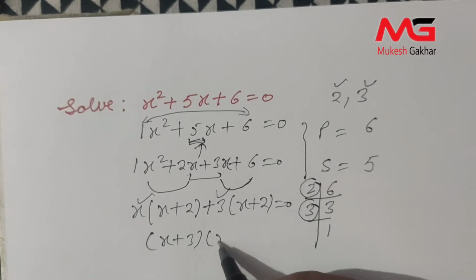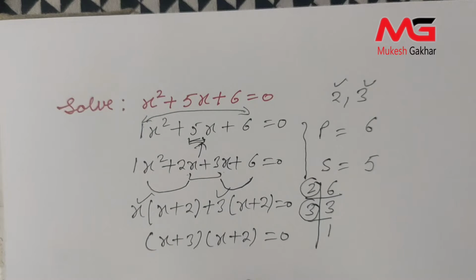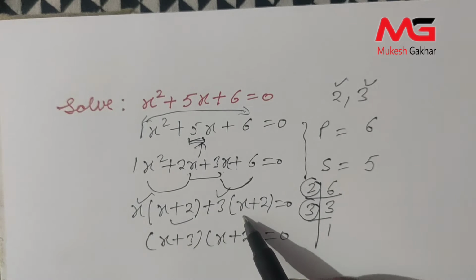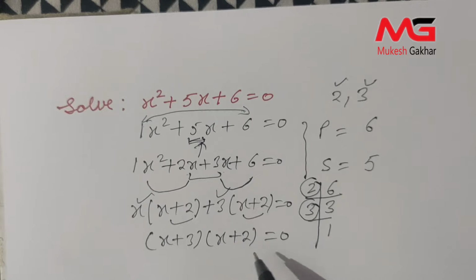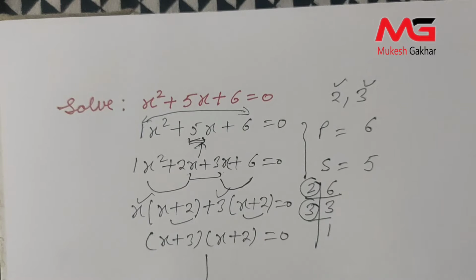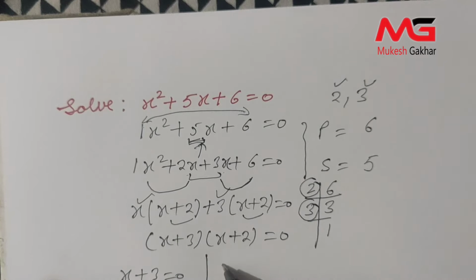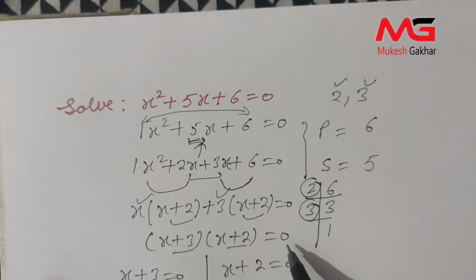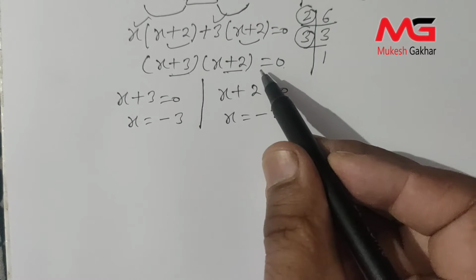and x plus 2 is equal to 0, or you can take common x plus 2 from both. x plus 2 will be common, and you can write x plus 3. So it will be x plus 3 into x plus 2 is equal to 0. After this you have to find the value of x. So x plus 3 is equal to 0 and x plus 2 is equal to 0, because both are multiples. From here we say that x plus 3 into x plus 2 is equal to 0.